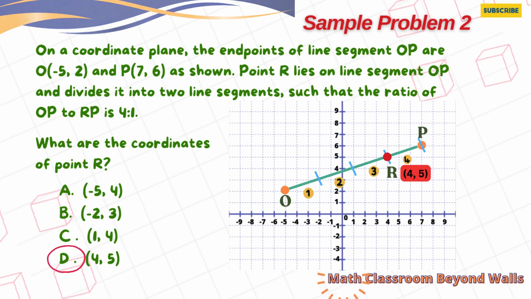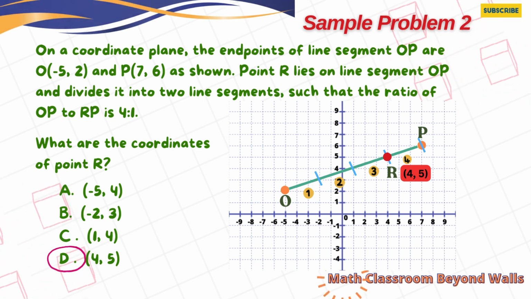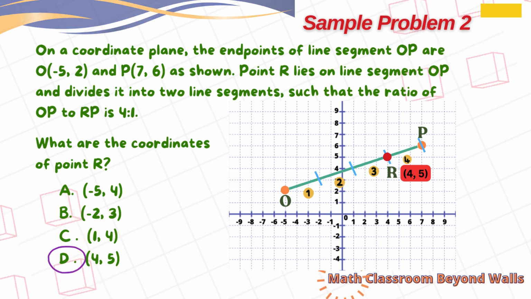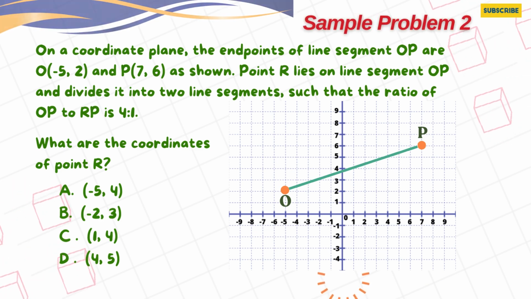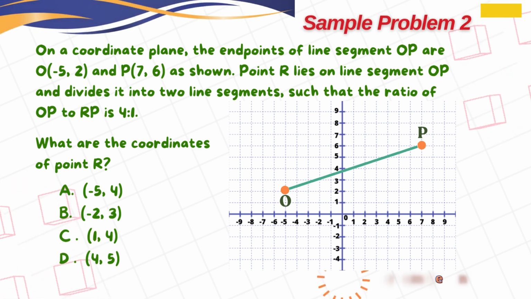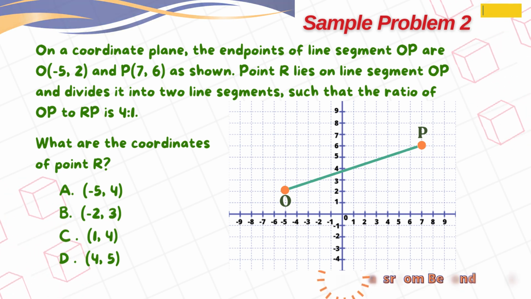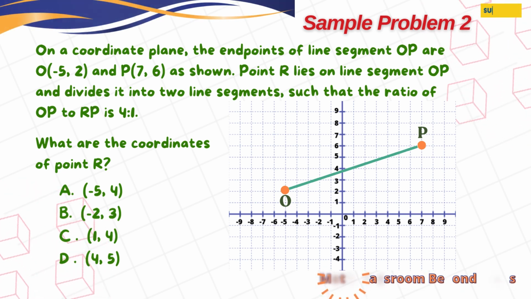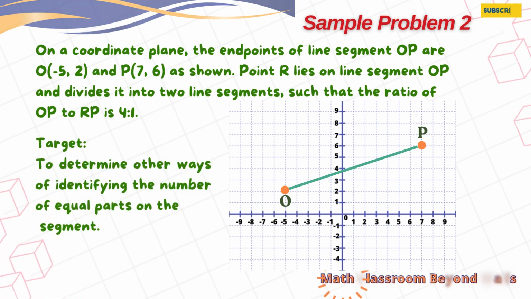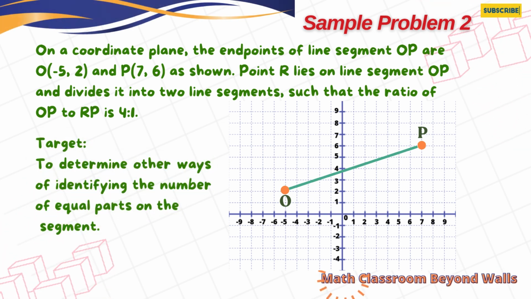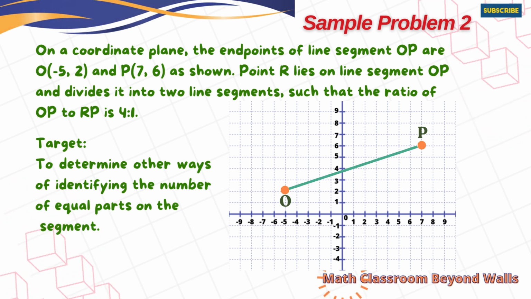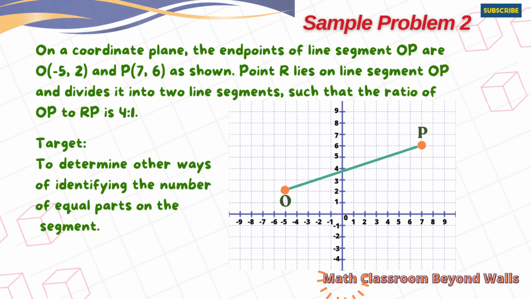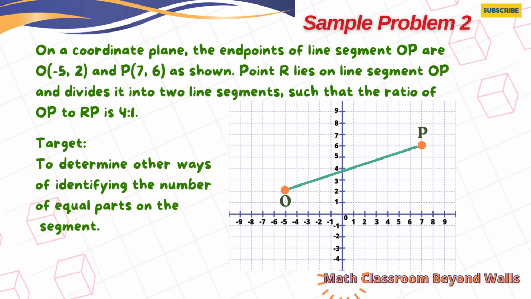I will show you other ways of determining these equal parts on the segment so that you will have other options of getting it. We will use sample problem 2 so we can compare our work here with what was done earlier. Remember that our target is to determine other ways by which we can get the number of equal parts and where the endpoints of these equal parts are located on the segment.